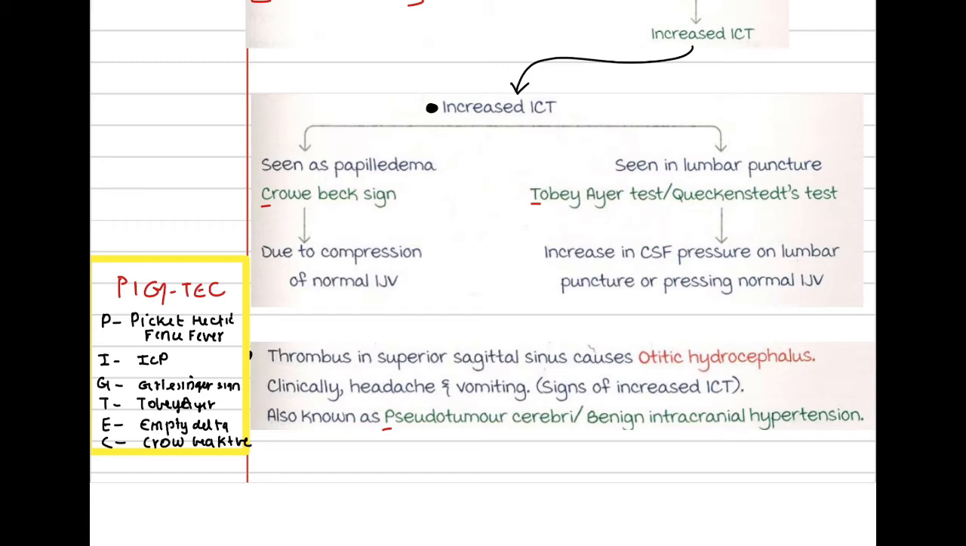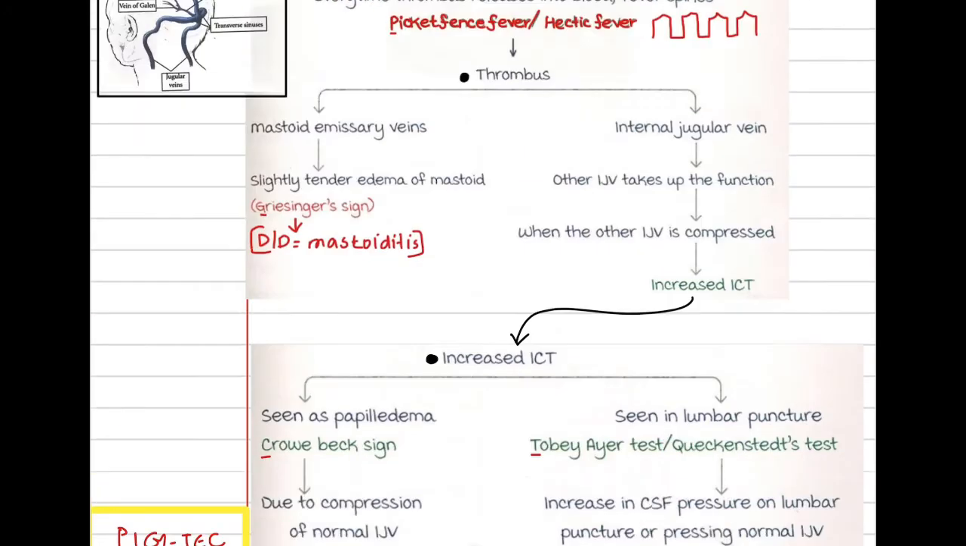So we have a mnemonic called PIC test. For lateral sinus thrombophlebitis, we have the mnemonic PIC test: picket hectic fence fever, ICP, Griesinger's sign, Tobey-Ayer, empty delta sign, and crow beak sign. We'll see what they are.